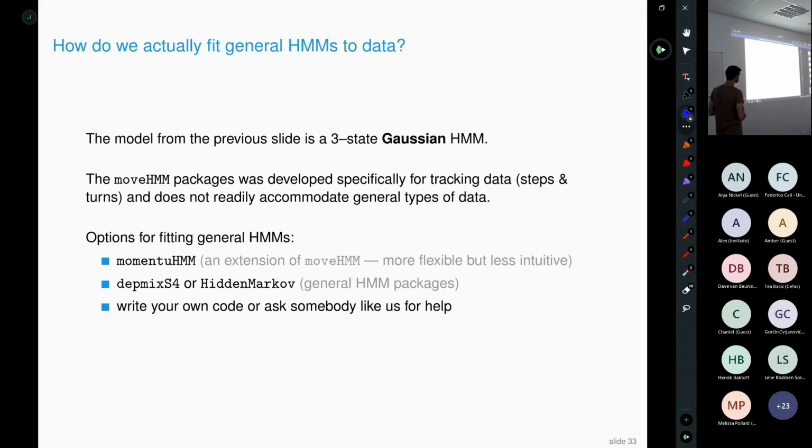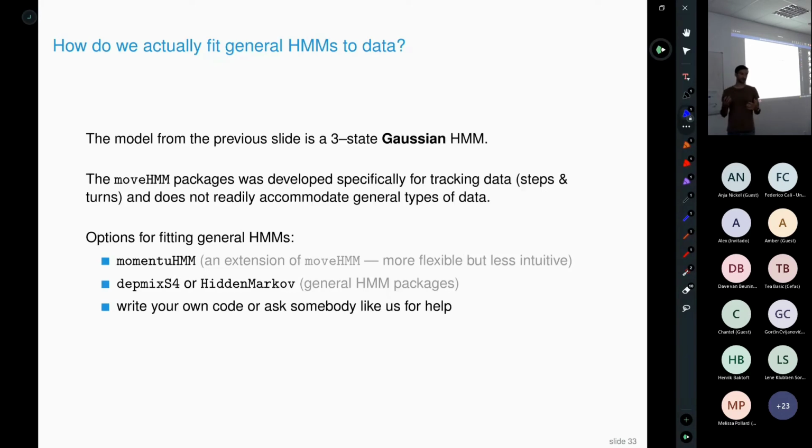This is actually something that you could not do with the moveHMM package. With moveHMM, you can only do steps and turns, gammas and so on for the steps, and some other distribution for the turning angles. But of course, there are packages that allow you to fit such a model. There's momentuHMM, which builds on moveHMM but allows you to do many more things, including fitting Gaussian HMMs. There are more packages, even more general HMM packages, but these are not written for ecologists.